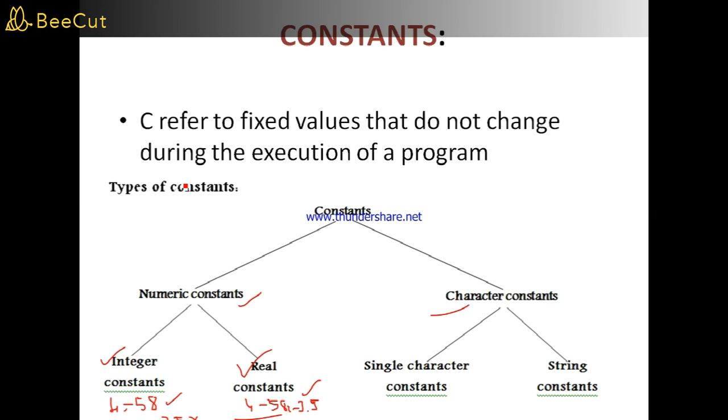Followed by one more kind of constant, that is another type: single character constant and string constant. A single character constant should be enclosed within single quotes, and a string constant is enclosed within double quotes. So another example here is hello, that has to be enclosed within double quotes. Let us see them one by one.